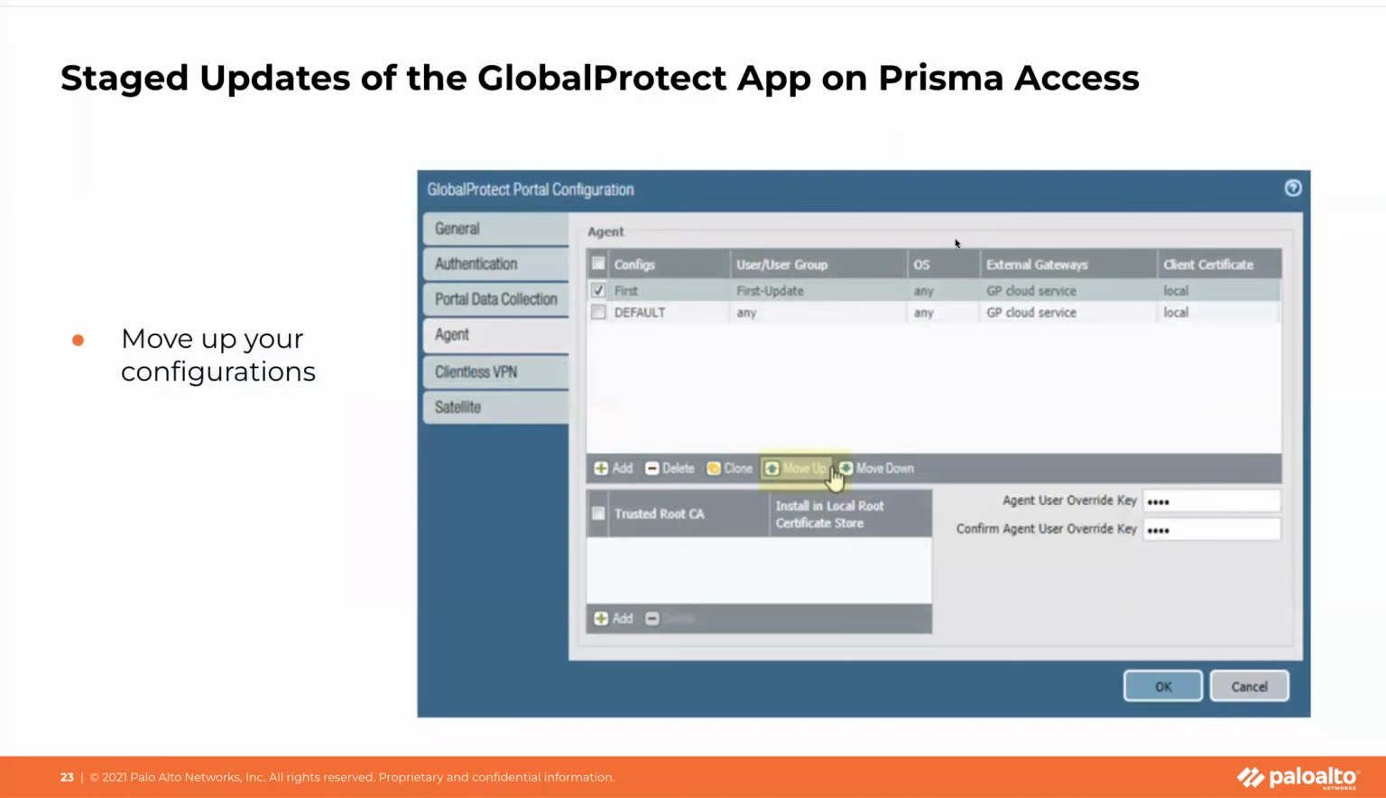Once you are done with all this configuration, make sure that the new agent configuration is moved up; select move up. When an app connects with the portal, the portal compares the source information against the agent configuration you have defined. As with security rule evaluation, the portal looks for a match starting from the top of the list. When it finds a match, it delivers the corresponding configuration to the app.